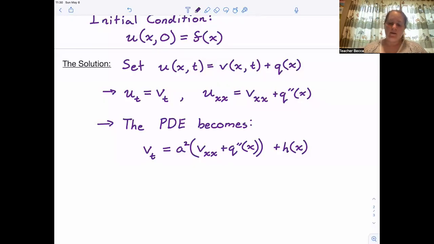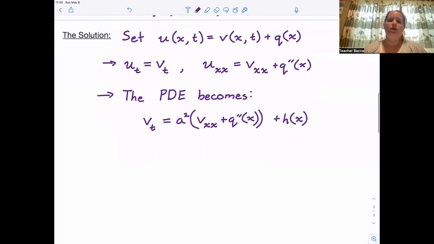So again, we have that first partial with respect to t of v is equal to a squared times, in parentheses, the second partial with respect to x of v plus q double prime of x, end parentheses, then plus h of x. So we can rewrite this as v_t is equal to a squared times the second partial with respect to x of v plus a squared times q double prime of x plus h of x.